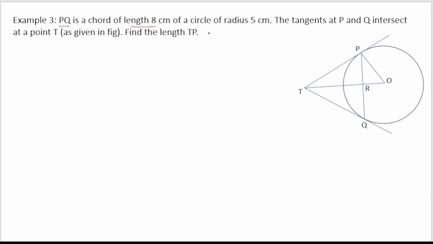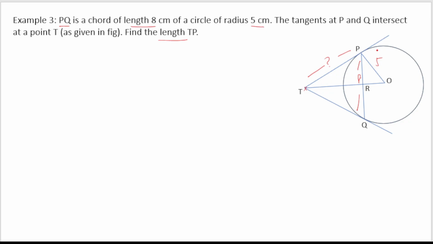Next one, third example. PQ is a chord of length 8 centimeters of a circle of radius 5 centimeters. This OP is equal to 5 centimeters. The tangents at P and Q intersect at a point T. See, PT is a tangent and TQ is a tangent. These both tangents intersect at T. Find the length TP.